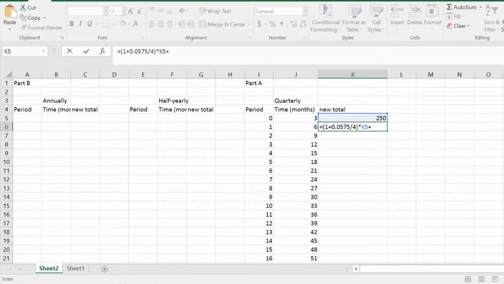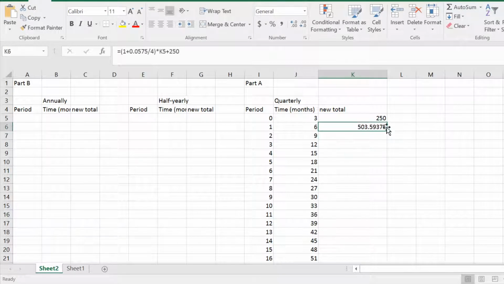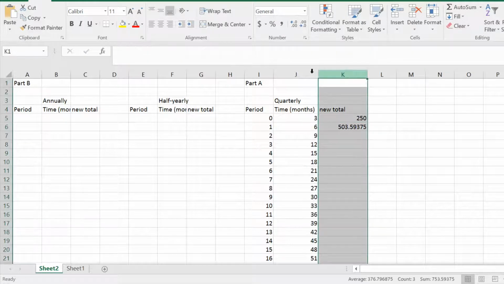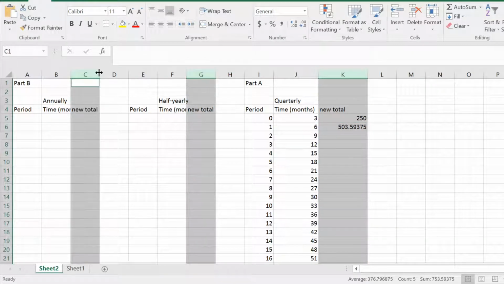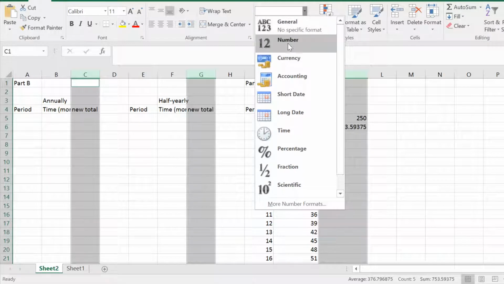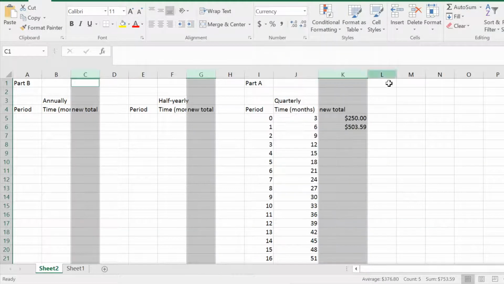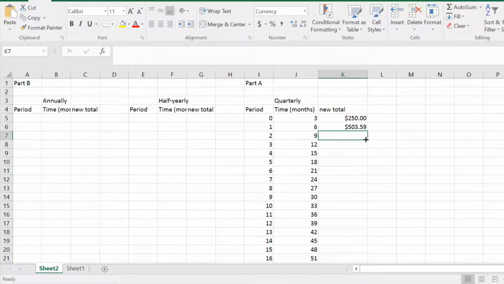Now the constant rate we're depositing here is $250, and that's going to spit out $503.59. I might just change a couple of these rows to currency. Oops, that's number. There we go. Got our units there now. If we've done it correctly, we should be able to drag and drop. Just before I do though, let's see if this makes logical sense.